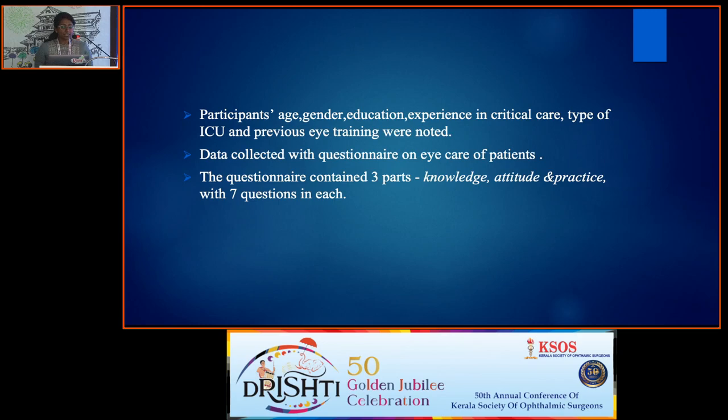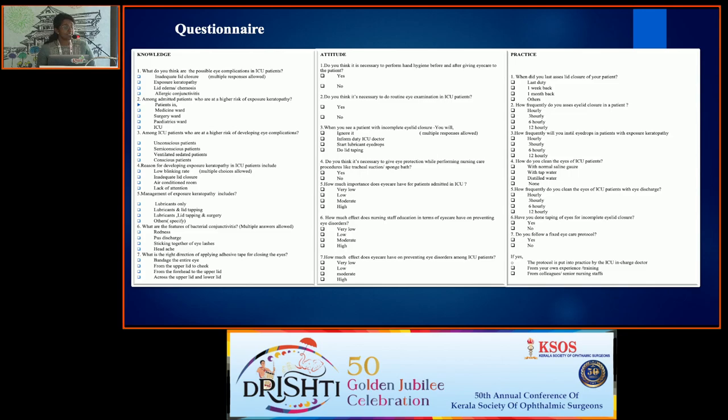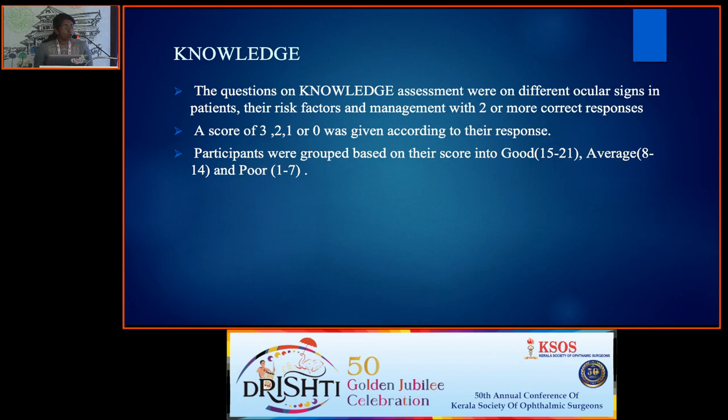Here you can see the questionnaire. It had three sections, knowledge, attitude, and practice, with seven questions in each section. The questions in knowledge assessment were on different ocular signs in the patients, their risk factors, and management, with two or more correct responses. A score of 3, 2, 1, and 0 was given respectively according to the response. Participants were further grouped based on their score into good, average, and poor.